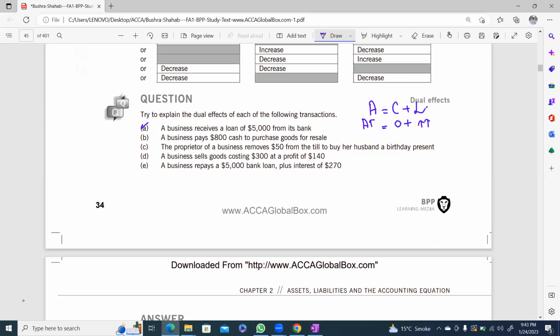A business paying $800 cash to purchase goods for resale. Asset would increase because they are purchasing the goods. Capital would not increase, only asset. See, asset will increase, and on the other side, asset will decrease. Why? It can affect only one thing as well.